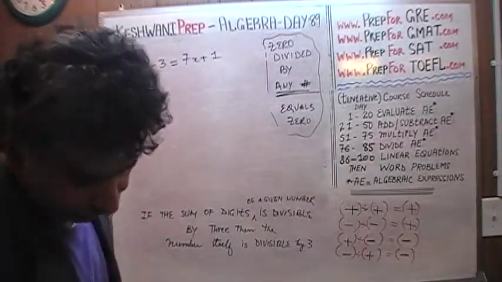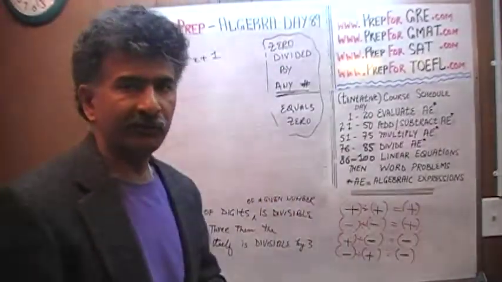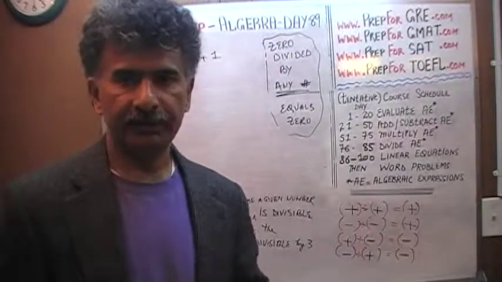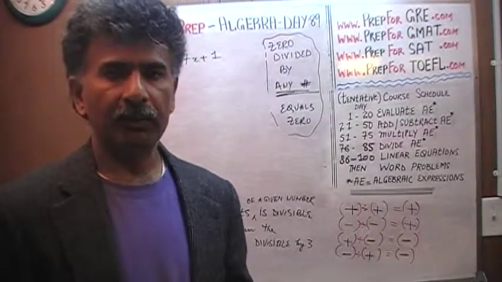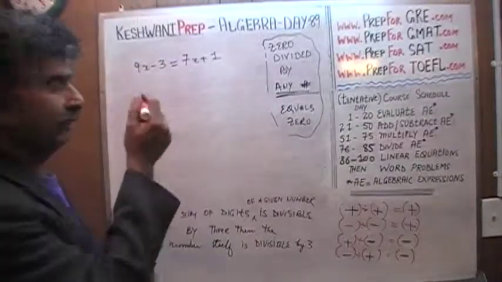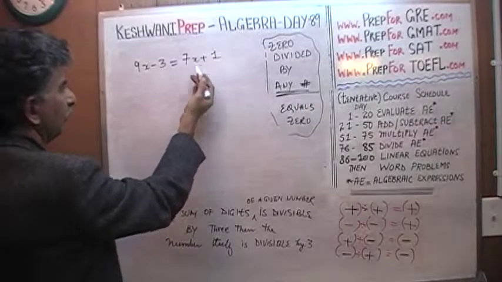Well, what do we do? We have to bring all the unknowns on one side and all the known quantities on the other side. Now the convention dictates that I bring all the unknowns on the left hand side. X has to be brought to the left hand side, numbers have to be brought to the right hand side.